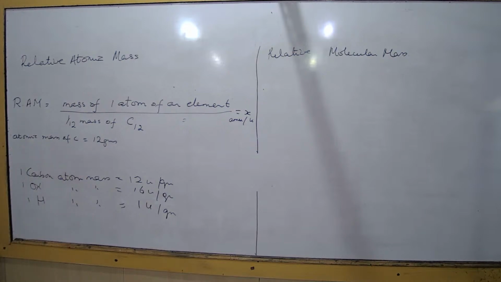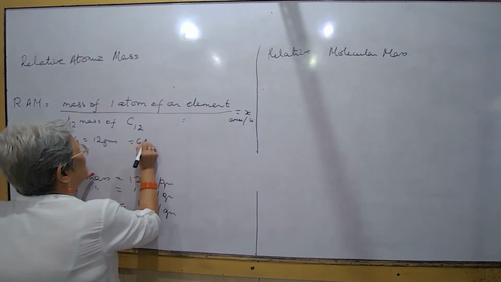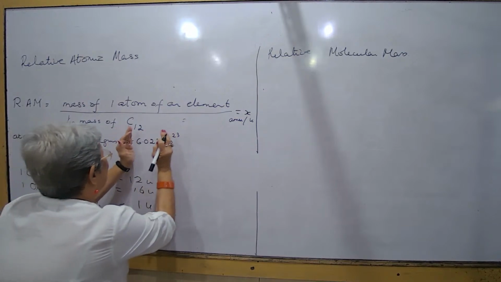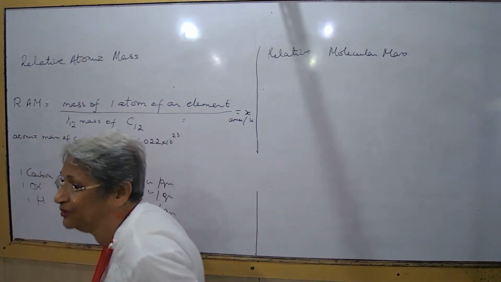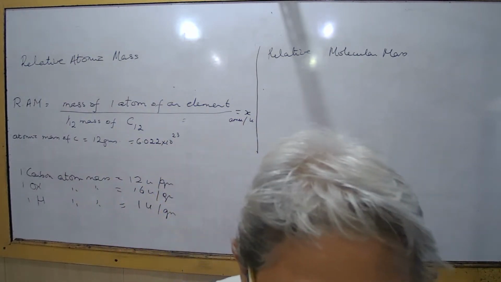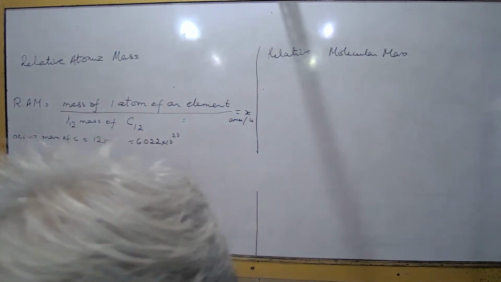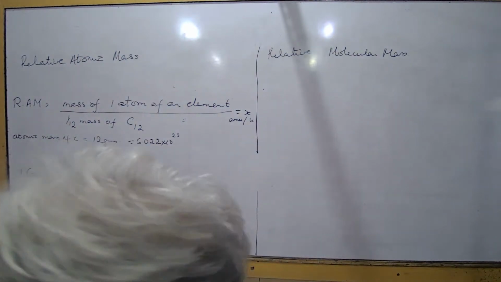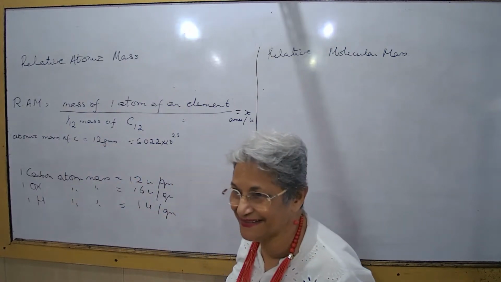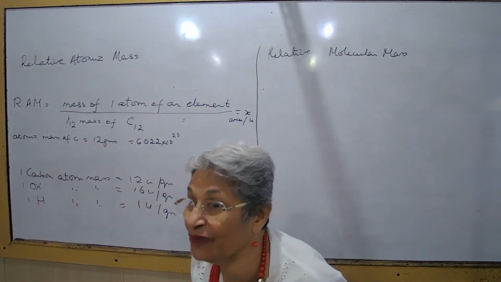Not 12 atoms. You have Avogadro's number. Have you heard of Avogadro's number? It is 6.022 into 10 raised to 23. These many atoms give you 12 grams. When we say the atomic weight of carbon is 12 grams, we mean that these many atoms weigh 12 grams. So how do we find the value of one atom?